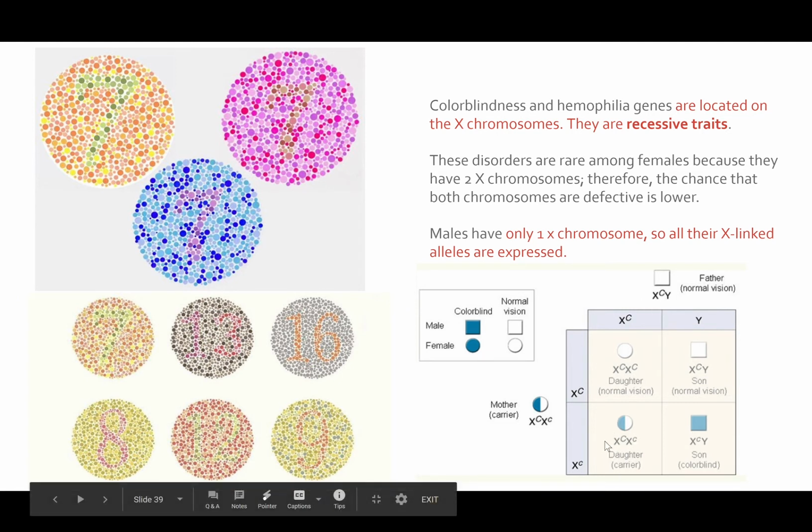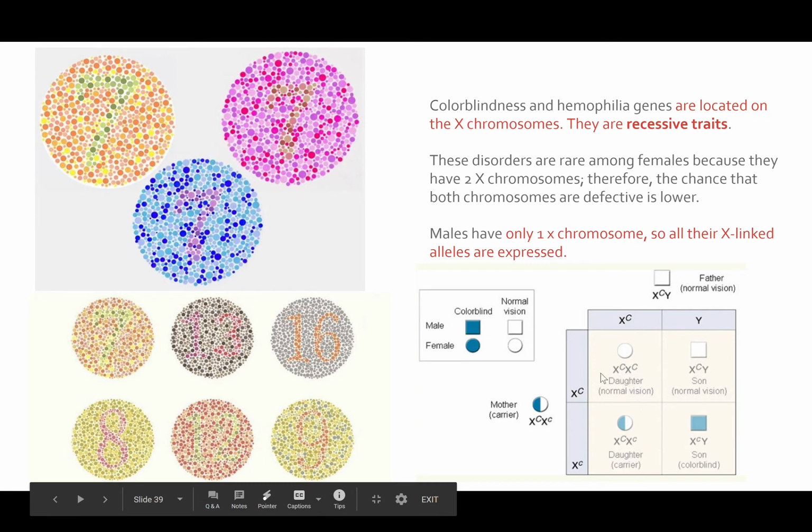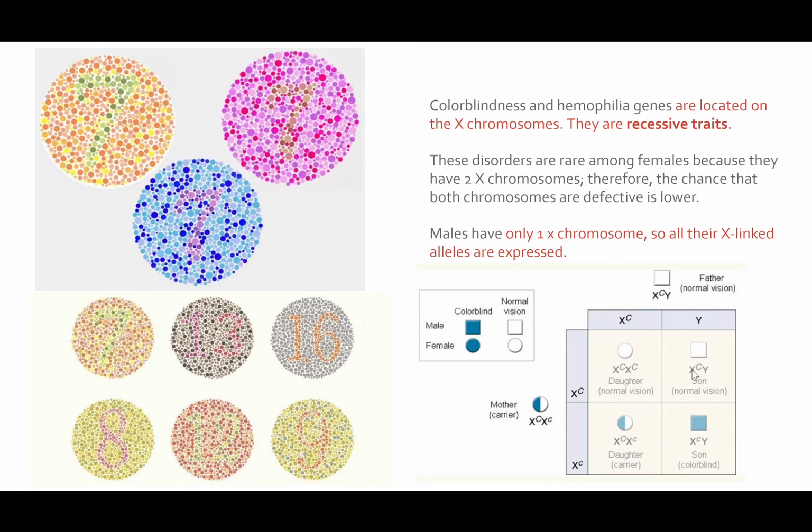So this daughter is going to have normal vision, but she's also going to be a carrier because she is getting that disease allele from the mother. So she's kind of carrying it on, but both daughters should have normal vision. Okay, now let's take a look at the sons. The first son is getting that normal X chromosome from the mother, and the Y chromosome from the father is not carrying any alleles on it. So he's going to have normal vision, right?